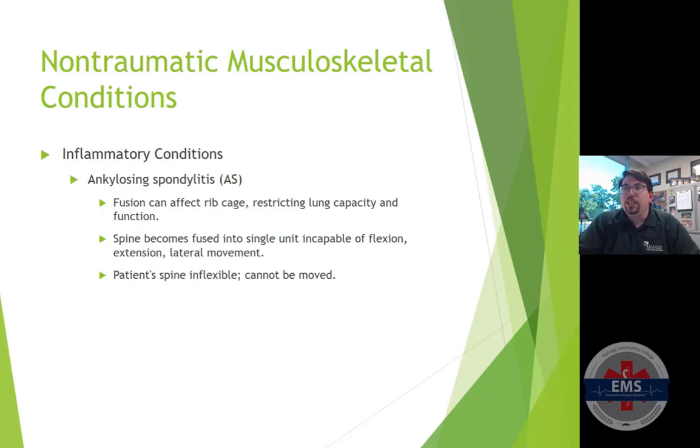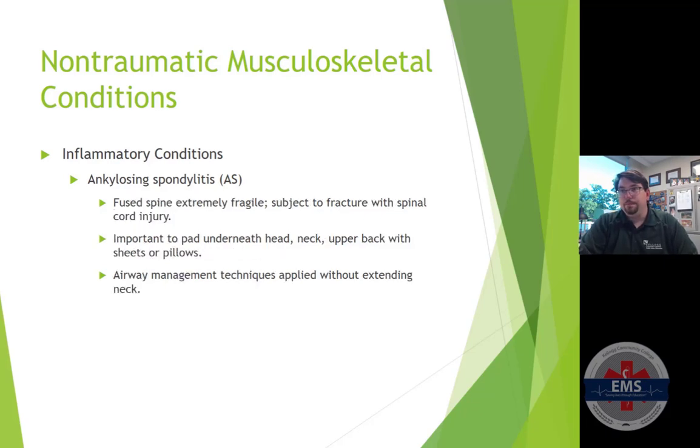Now, a fusion can actually affect the rib cage, restricting lung capacity. If the spine is becoming fused into a single unit, we know it's not going to be flexible. If it's not flexible, there's no extension, there's no lateral movement. It makes it very difficult for a patient to turn their head sideways, to bend over. And in essence, they no longer can move effectively as they once would with their spine, and your spine really gives you a lot of flexibility.